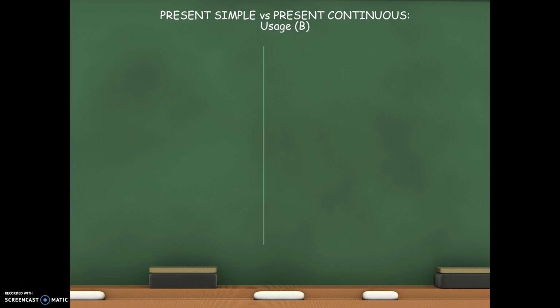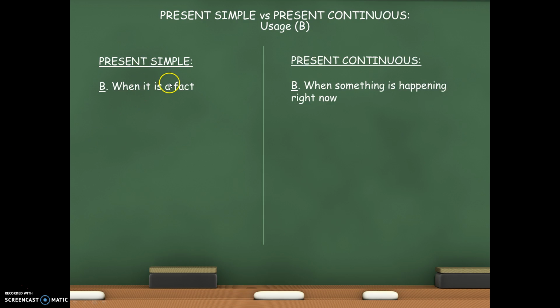The present simple is also used when talking about facts. And the present continuous is also used when something is happening right now. An example of the present simple here is, water boils at 100 degrees Celsius. And an example of the present continuous here could be, the water is boiling.